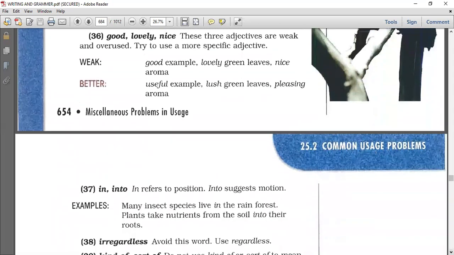Number 36, good, lovely, and nice. Remember, we use these three adjectives very often. These three adjectives are weak or overused, clichés, as we say. Try to use a more specific adjective. Good example, lovely green leaves, nice aroma. These are weak words. To correct them, instead of good example, use useful example. Instead of lovely, use lush green leaves. And instead of nice, use pleasing aroma.